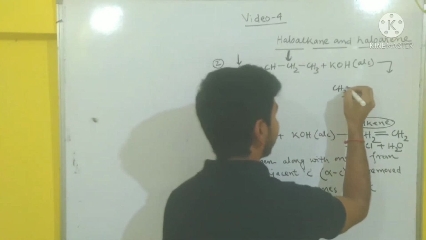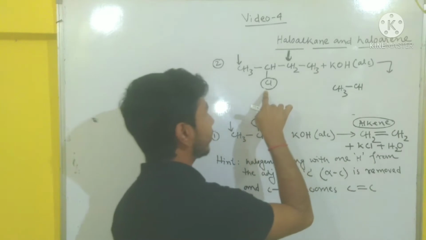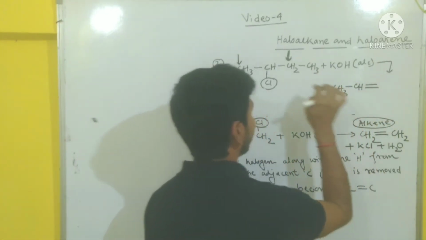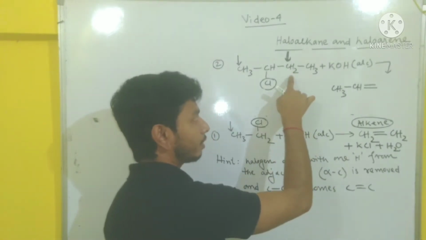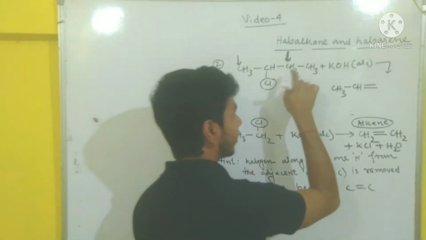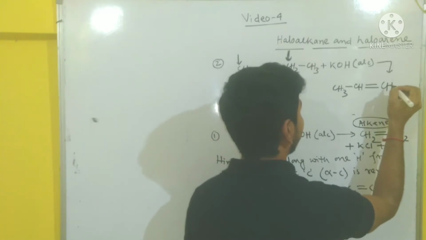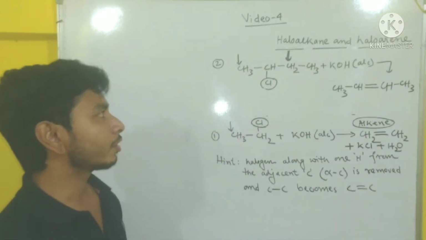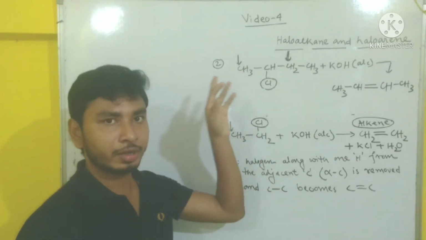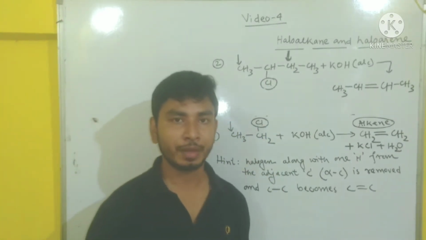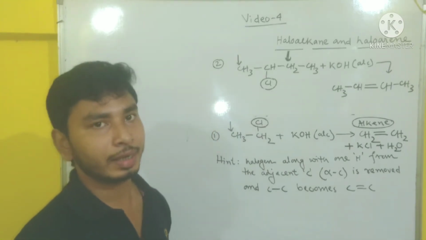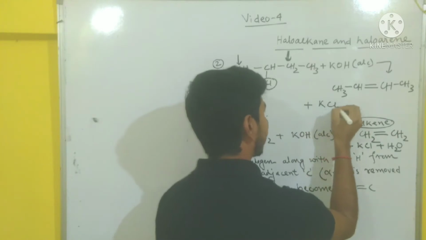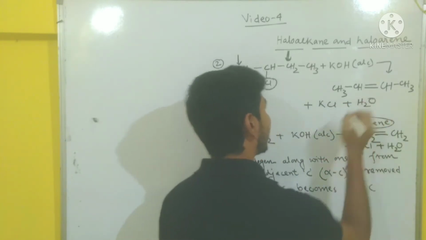So now the product is CH3, next CH, this halogen is removed, and this bond becomes a double bond. So double bond CH. From this CH2, one hydrogen is removed, so now it is CH. So CH3 CH double bond CH CH3 is the product. So if there are two alpha hydrogens, the hydrogen has to be removed from that carbon which carries the lesser number of hydrogens. And the side products are KCl plus H2O.